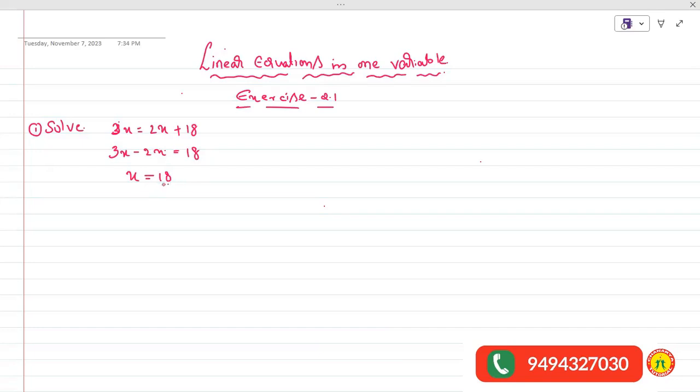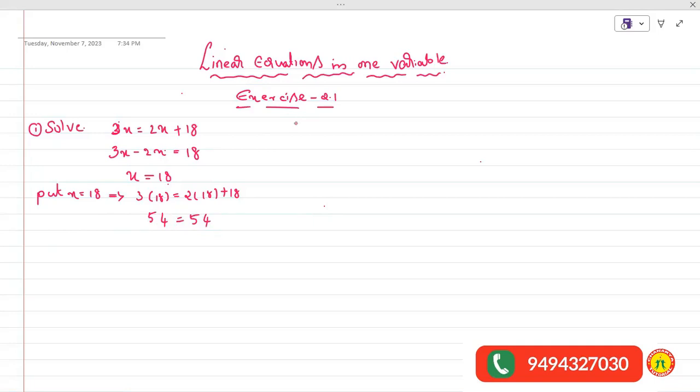How can we check? Check means we can verify. We substitute the x value, 18, in the given equation. 3 into 18 is 54, and 2 into 18 plus 18 is also 54. Both are the same. Verification is completed.